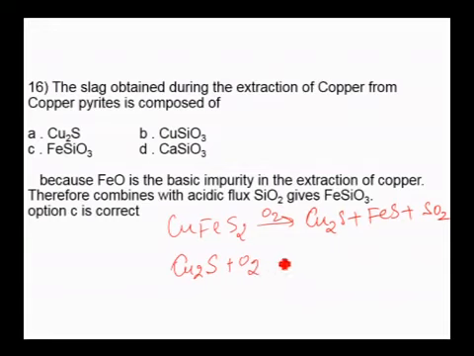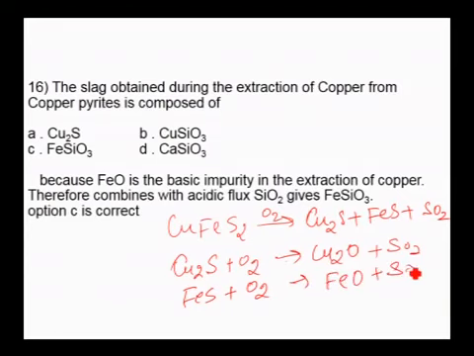again combines with O2 giving rise to Cu2O and SO2. FeS is also oxidized by air giving rise to FeO plus SO2. So, Cu2O combines with unconverted Cu2S, undergoes auto reduction giving rise to molten copper. I have already explained this in the previous question.